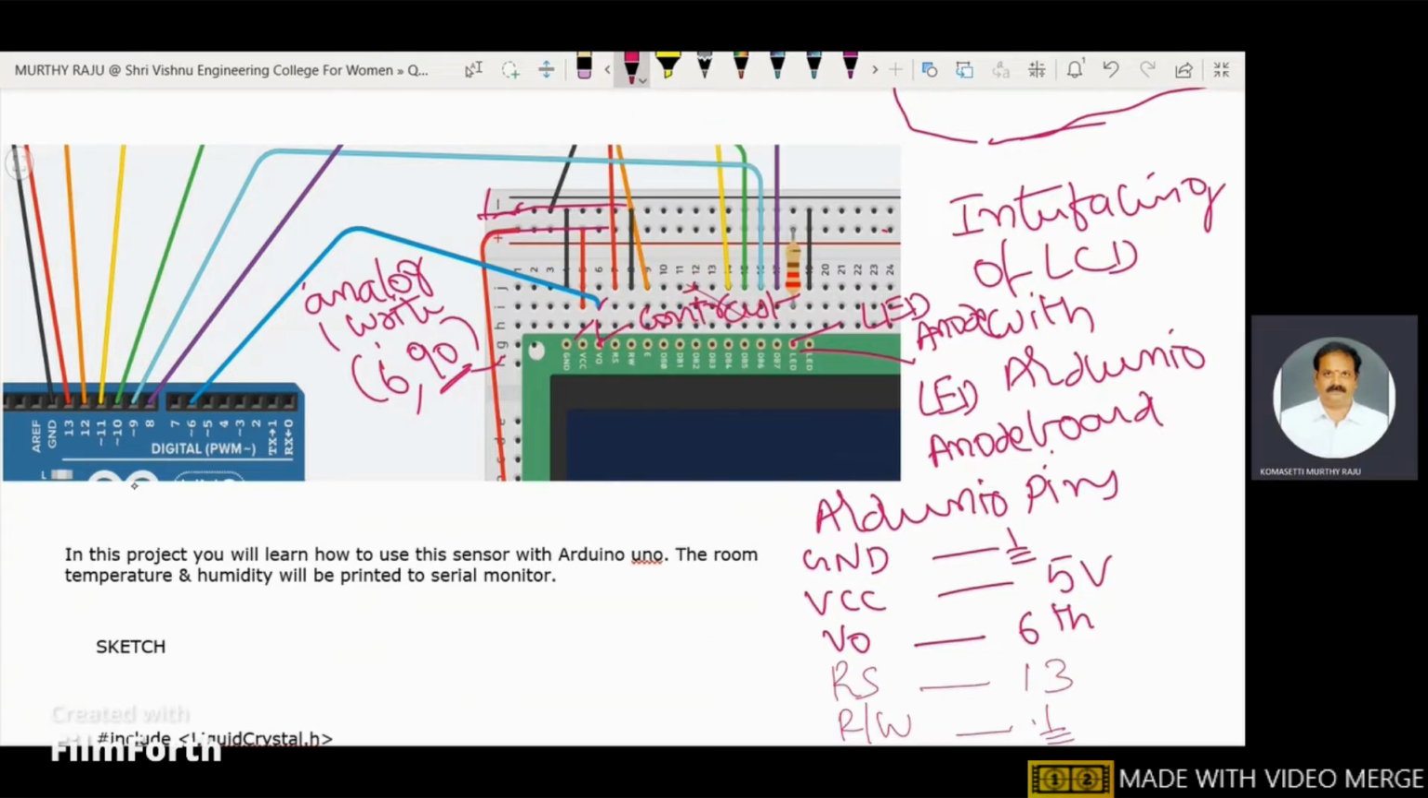In this project, you will learn how to use the sensor with Arduino Uno. The room temperature and humidity will be printed on the serial monitor and LCD.